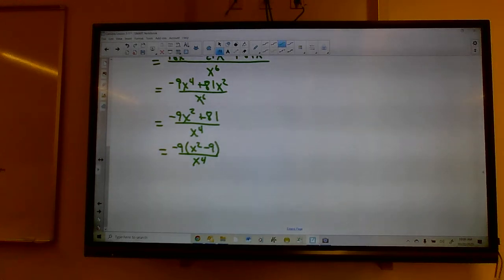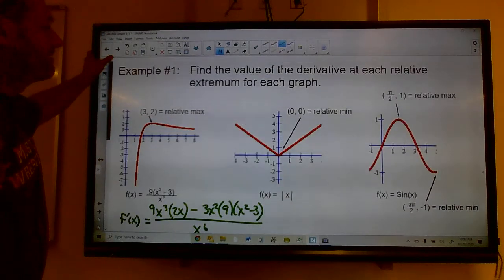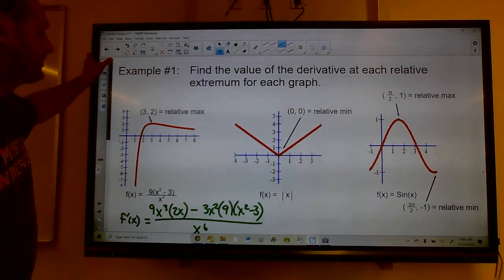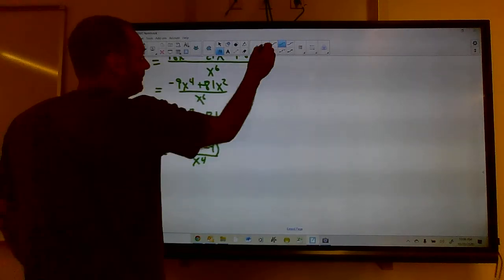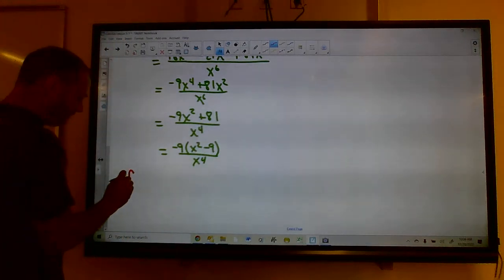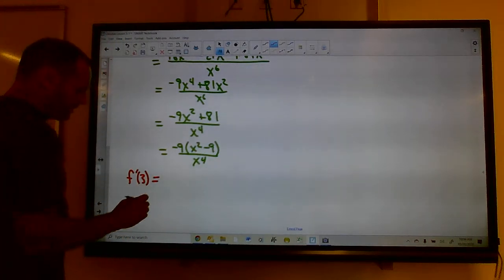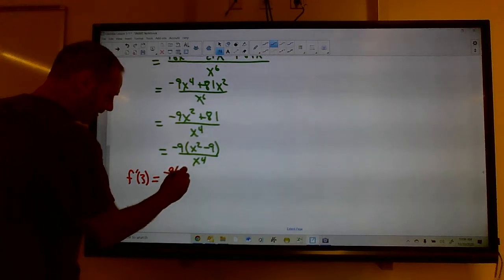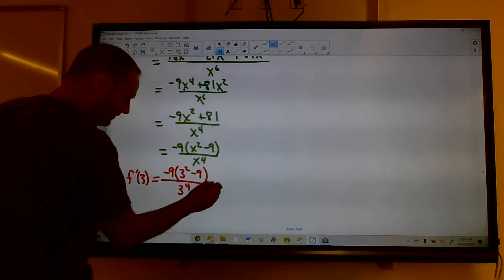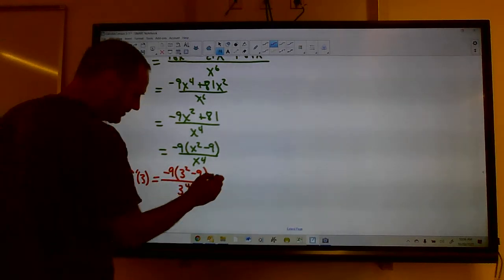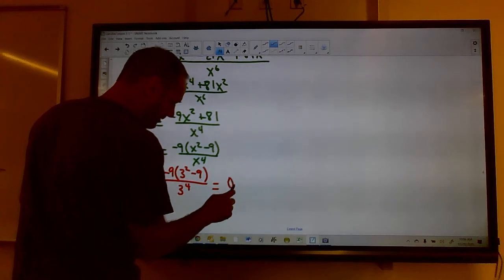Now, let's find the value of the derivative at each relative extremum. So the extreme is at 3, 2, so we're going to go ahead and plug in 3 for x here. So then f prime of 3 would be 9 times 3 squared minus 9 over 3 to the fourth power. This is going to be 0, so this whole thing is going to be 0 over 81, which is just 0.